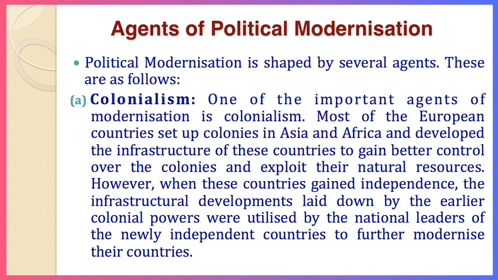Now, let us try to analyze certain agents of political modernization. Political modernization is shaped by several agents. These are discussed as follows. Firstly, colonialism. One of the important agents of modernization is colonialism. Most of the European countries set up colonies in Asia and Africa.